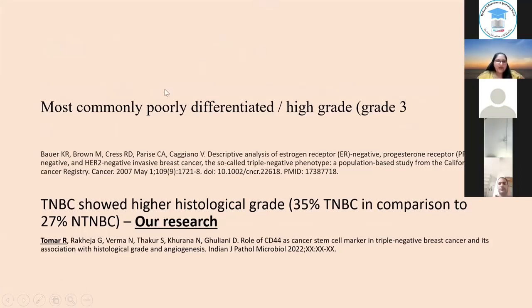But as I told you, I also did a research. I will be talking about this research in detail. That was my research on cancer stem cell markers in TNBC, but we compared that with histological grade also. And my observation was that TNBC showed higher histological grade as compared to non-TNBCs. So 35% were associated with grade 3 as compared to 25% of non-TNBC associated with grade 3. So this is in consensus with the research which has already been carried out.